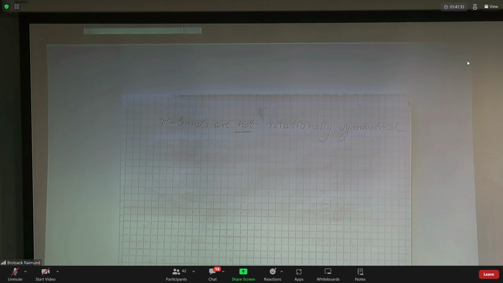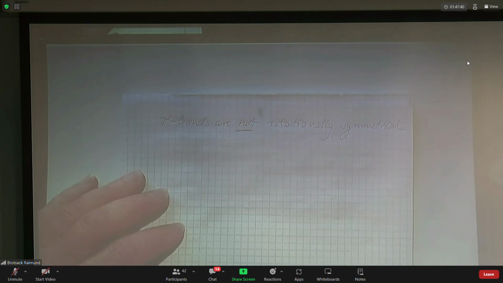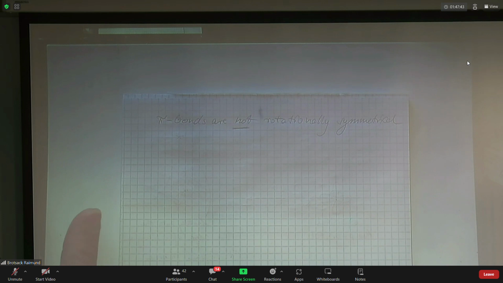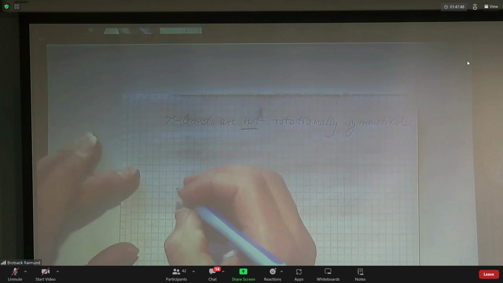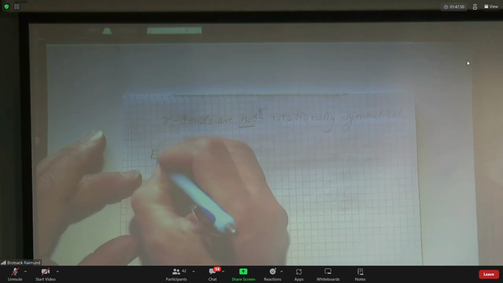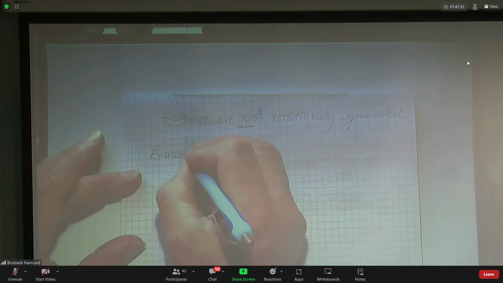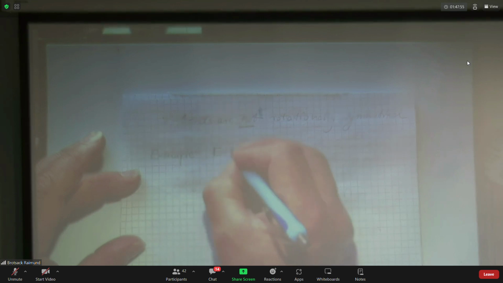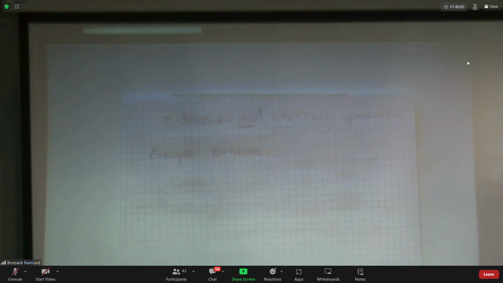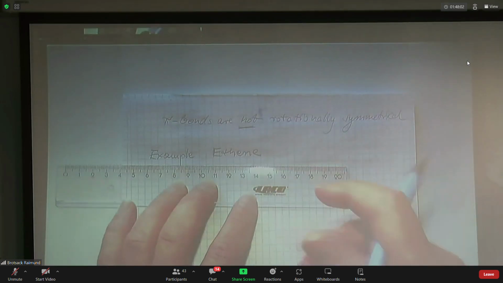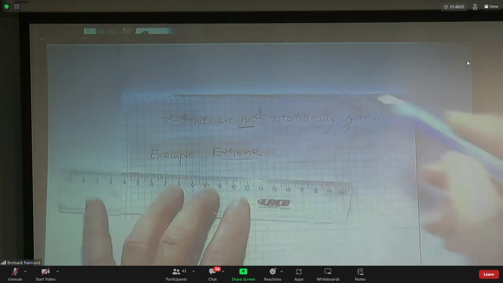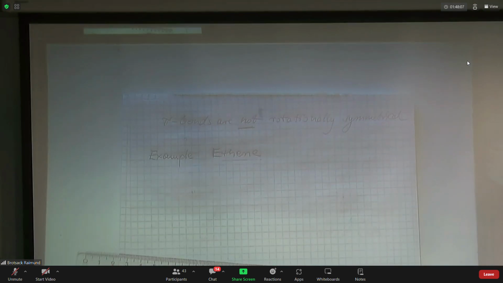Well, let's talk about a real example. We will later on talk about it, but maybe you already know it. The example is ethene. Ethene, not ethane. We are talking about ethene. Do you know the formula of the ethene molecule?